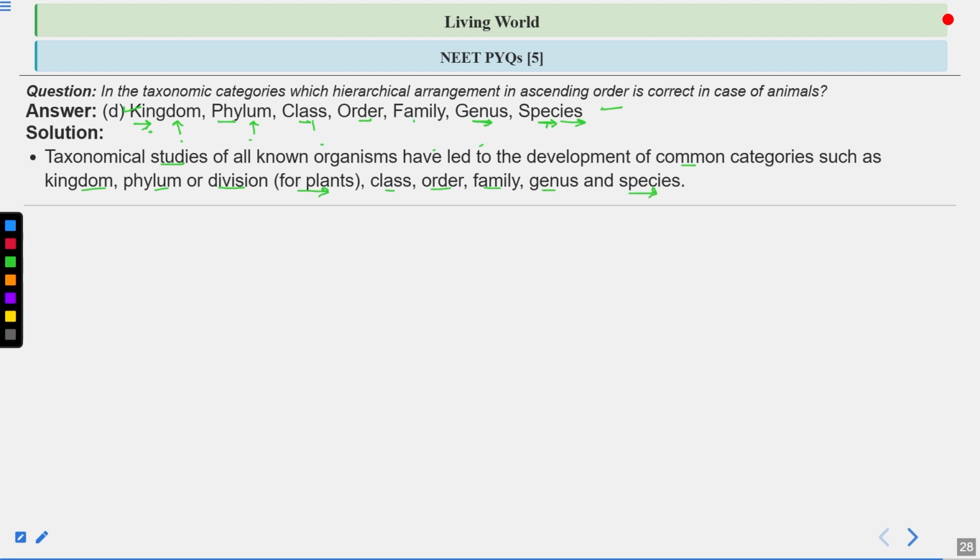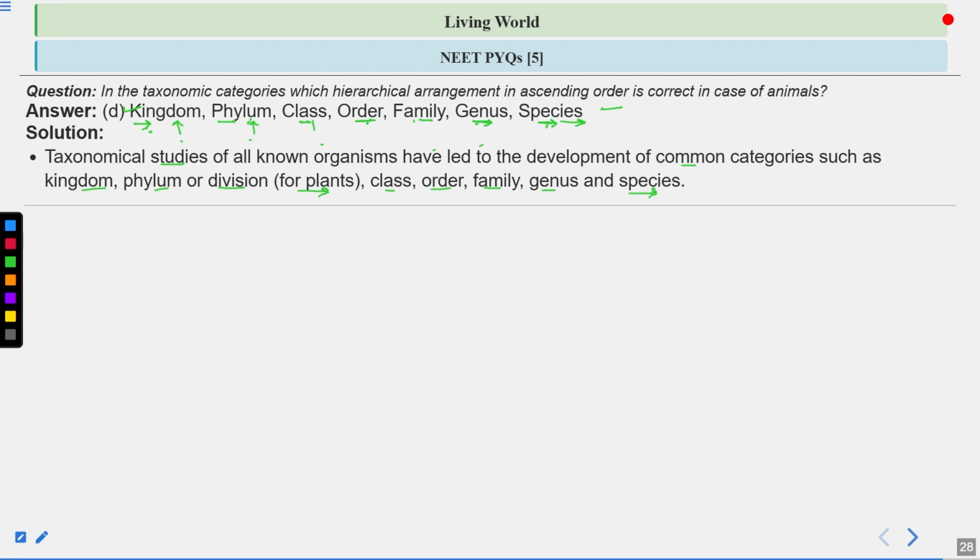Genus is a group of closely related species. Then family is a group of closely related genera. Then order is a group of closely related families. Then class is a group of closely related orders. Then phylum is a group of various classes having a few similar characteristics.